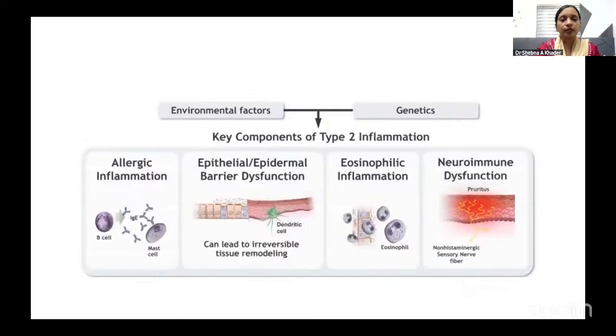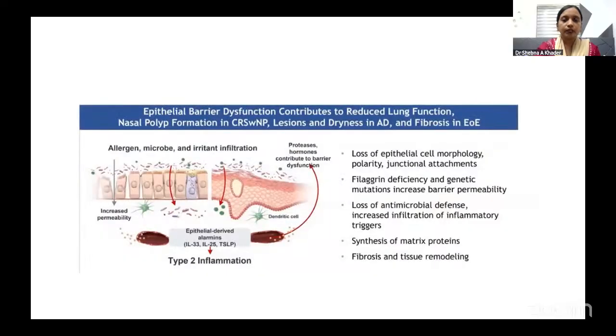So as I have told already, environmental factors and genetic factors are very important, resulting in Th2 inflammation. And the key components are allergic inflammation, the IgE mediated one, then epithelial barrier dysfunction, eosinophilic inflammation, and in atopic dermatitis and allergic rhinitis and so on, there will be one more factor, that is neuroimmune dysfunction. So first of all, we'll take one by one.